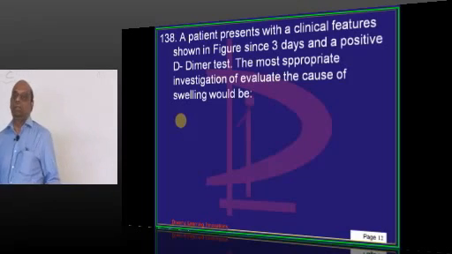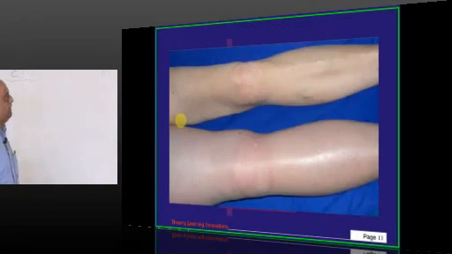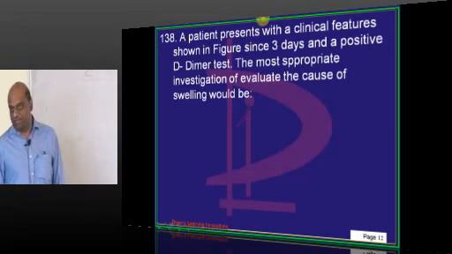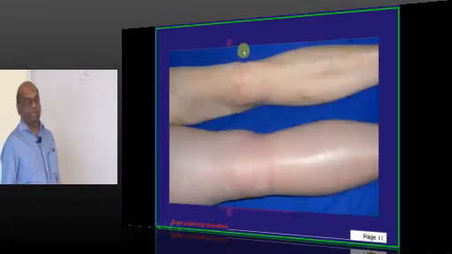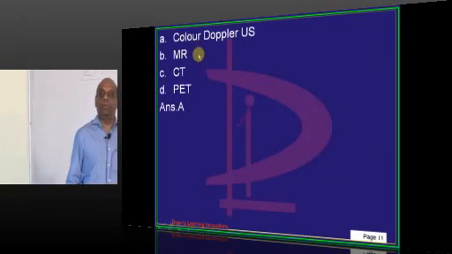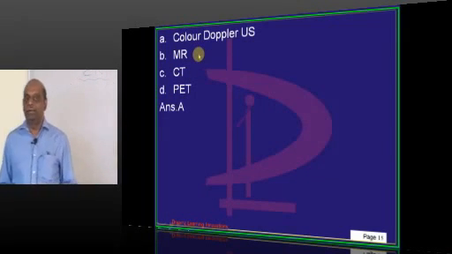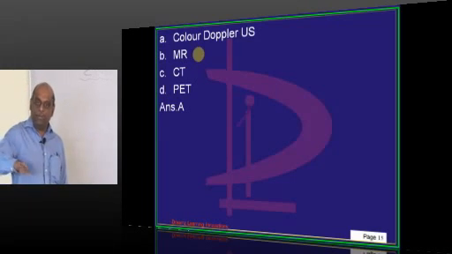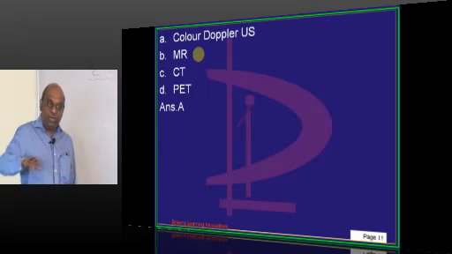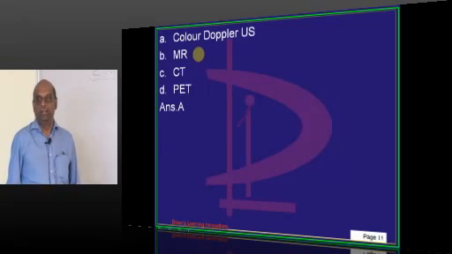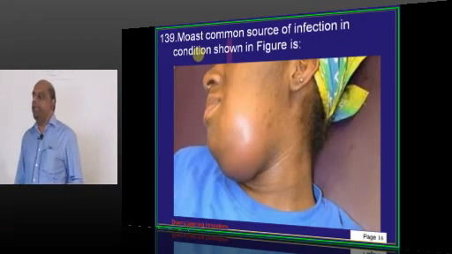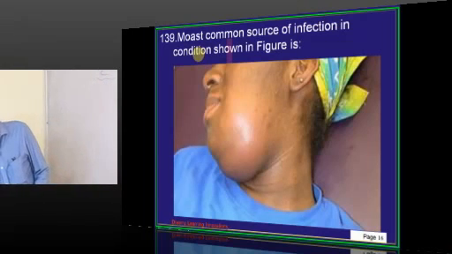A patient presented with the features shown in the figure since 3 days. What do you see? One of the limbs is typically swollen, which is a deep vein thrombosis, and there is a D-dimer test which is positive. So what is a way that you can prove it? You can do the color Doppler, see the flow pattern, and whenever you apply pressure, there is an expected flow to happen. But if that flow doesn't happen, there is a clot in the vein. So that is what you will do. What is the most common infection leading to this condition which is being shown to you?